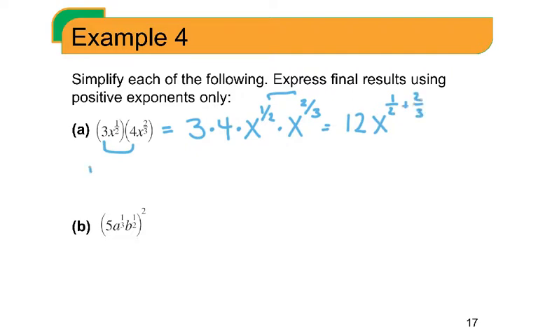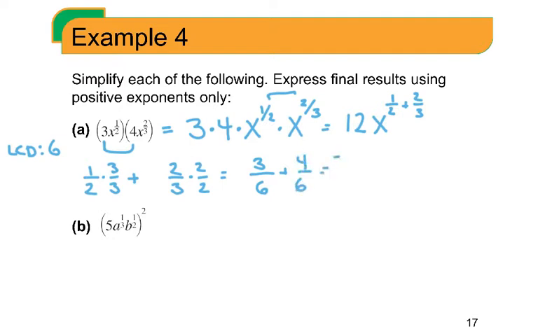So we need to do a little scratch work down here. 1/2 plus 2/3. Least common denominator is 6. So I multiply this one by 3/3, this one by 2/2, to see that I'm looking at 3/6, which is the same thing as 1/2, plus 4/6, which is the same thing as 2/3. So this is 7/6. So my final answer is going to be 12x to the 7/6 power.